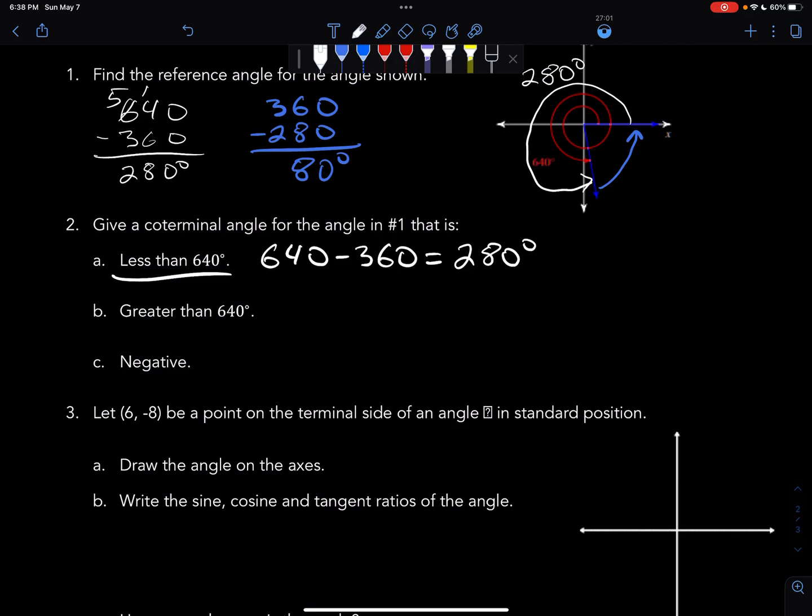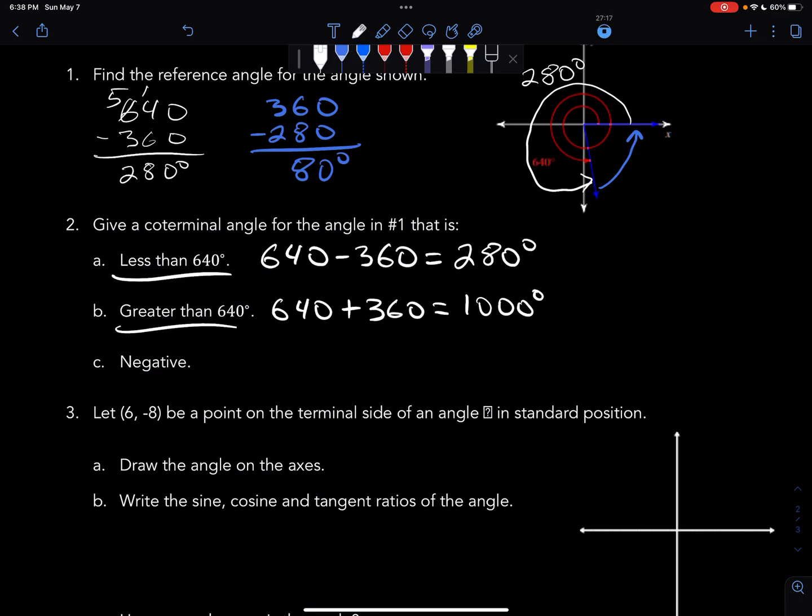Greater than 640, we're going to take 640 degrees and we're going to add that 360 degrees. When we add those two together, we get an even 1,000 degrees. Again, an angle that is greater than 640.